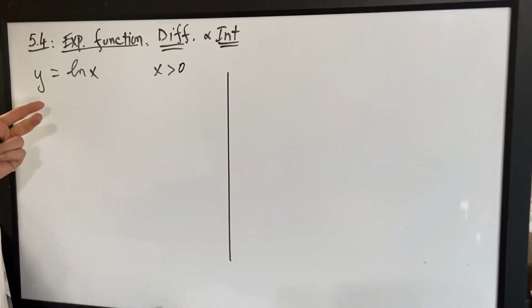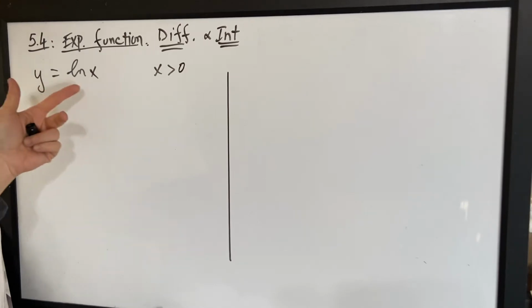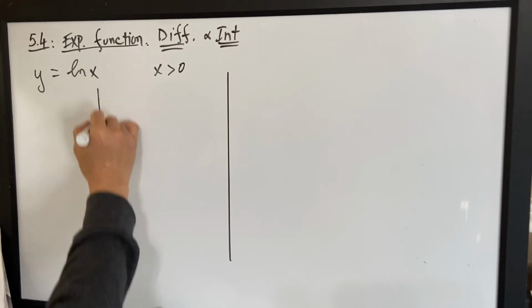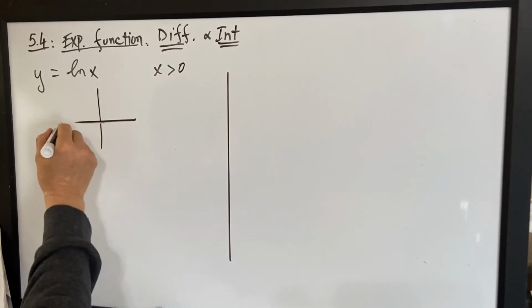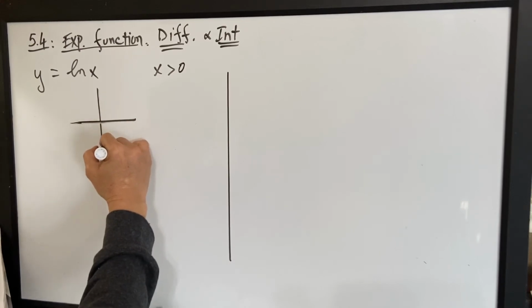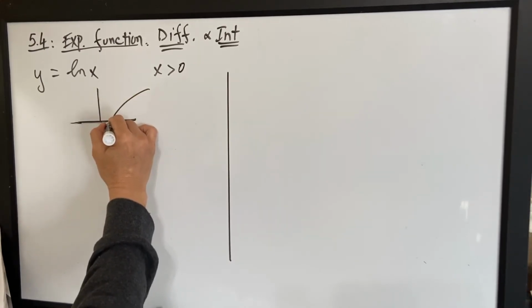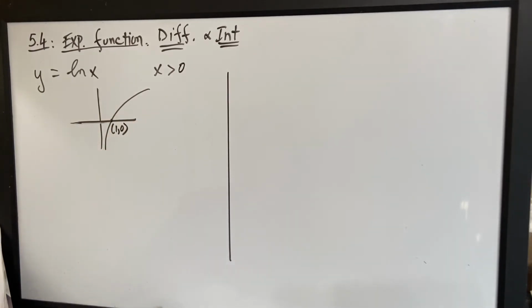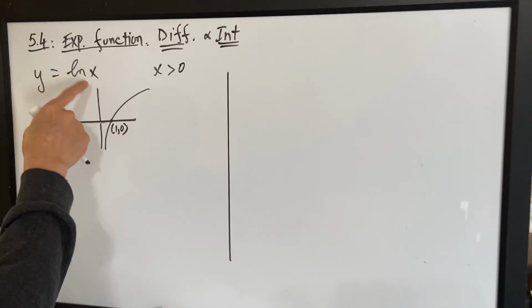We have a function that you are very familiar with, which is y equals ln x. If you graph this, you can see that x cannot be a negative value. Graph this one and you will see the shape of the function, and when x is 1, the point is 0.